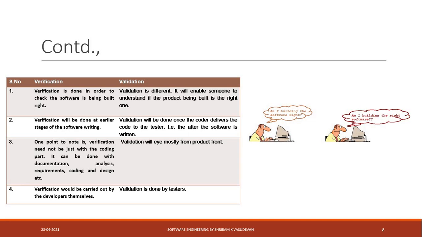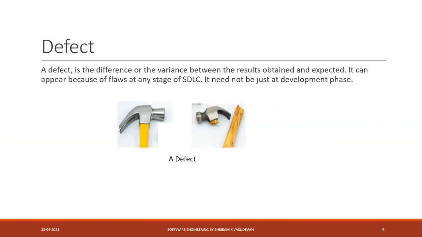And verification can be carried out by developers. The developers themselves, the coders themselves, can check it. But validation definitely needs a tester's mind. I am a tester, so I know how to break it. So the tester will always want to break it, and that is where validation comes into picture. That's all. I hope I clarified the difference between verification and validation. Verification will tell you, am I building the software right? Validation will tell you, am I building the right software? Both are definitely different, and I expect you to understand the difference.